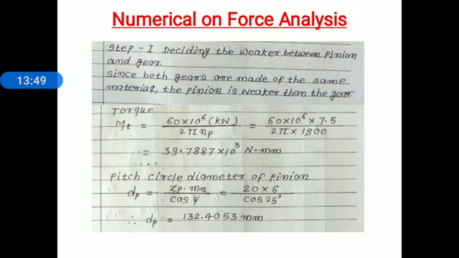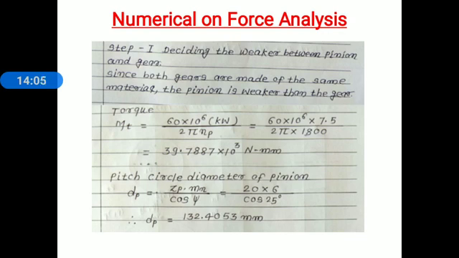First of all, we find the torque. Torque is known to you. How to find the torque? Torque is denoted by M_T, and it is given by 60 times 10 to the power 6 times kilowatt divided by 2 pi N_P. For N_P, we use the speed of pinion. Why?